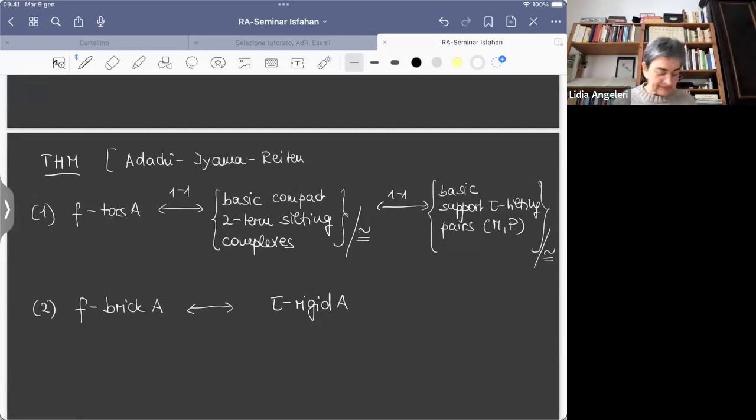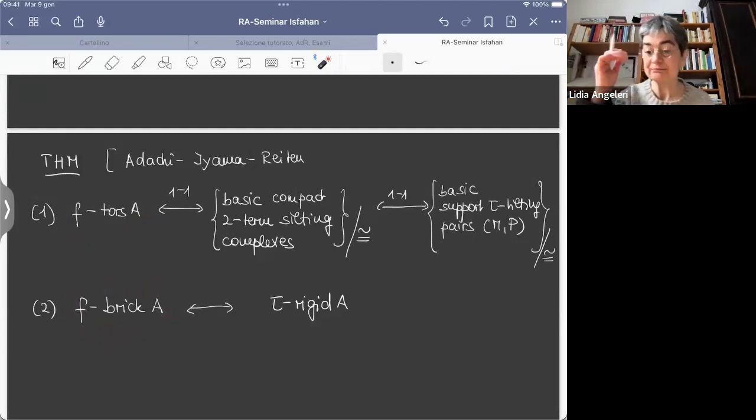Okay, so we see that we have this finiteness condition here. We are looking at certain torsion classes, only the functorially finite ones, and here also at certain bricks. And this functorial finiteness is a finiteness condition. It's stated in terms of the existence of certain approximations, and it is a strong restriction, in fact.